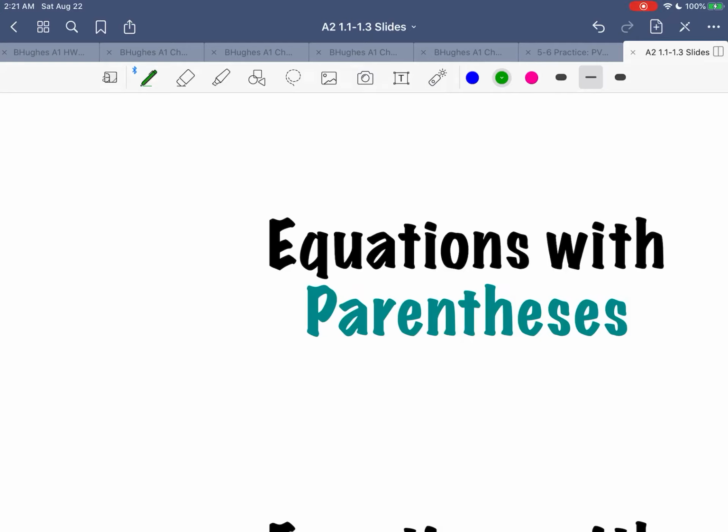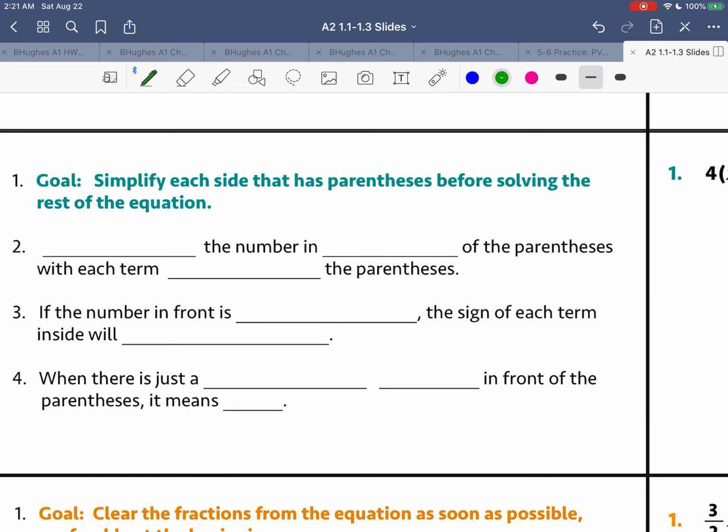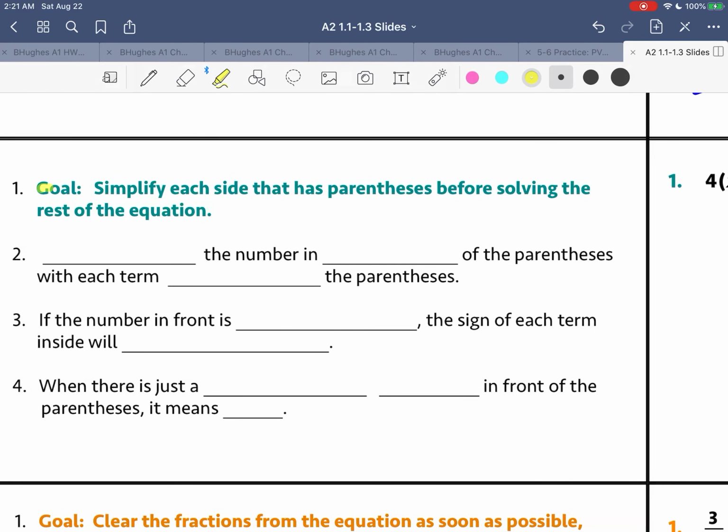So the next type of equation that we're going to discuss is equations with parentheses, and these also have some special steps. So what is the goal of these types of equations? Well, the goal is to simplify each side that has parentheses before we solve the rest of the equation. So how do we do that? How do we simplify the parentheses?